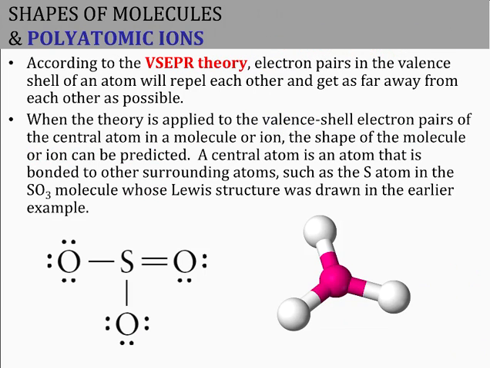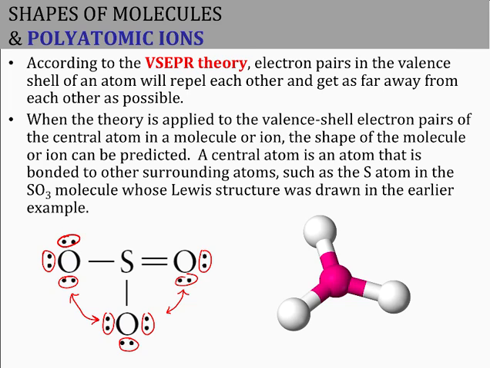All right, so according to this VSEPR theory, again, electron pairs in the valence shell of an atom are going to repel each other and get as far away from each other as possible. So down below we have the example of SO3. Again, you'll notice that there are these lone pairs on each atom. Those are what want to be as far apart from each other as possible. So these 2 oxygens want to be really far apart, and these 2 oxygens want to be really far apart from each other.